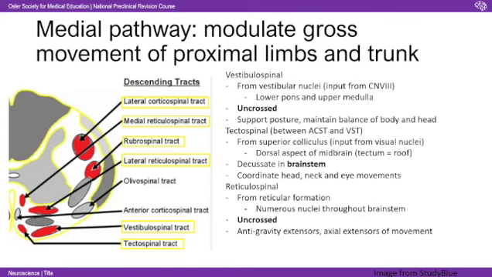And then you've also got the reticulospinal tract, as the name might suggest, from the reticular formation. Hopefully there's method in their madness when it comes to nomenclature. The reticular formation is numerous nuclei throughout the brainstem, none of which you'll need to learn. And that's uncrossed as well. That's your anti-gravity extensors and axial extensors of movement.